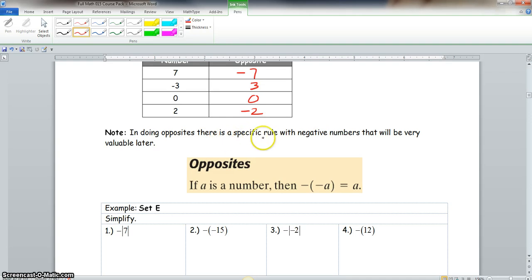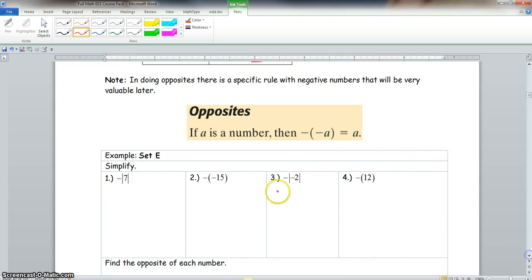And doing opposites, there is a specific rule with negative numbers that will be very valuable later. Opposites. If A is a number, then this means the opposite of -A is A. So watch this. Now first of all, we will do our absolute value here in number 1. So the absolute value of 7 is 7. However, since this negative sign is on the outside, we bring the negative sign down. So we get -7.